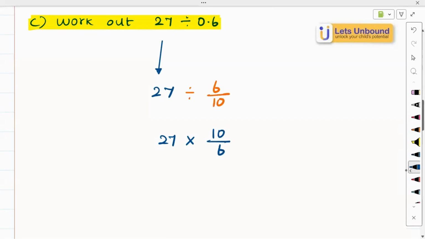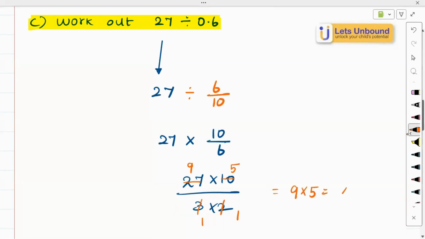So now this whole number will get multiplied with the numerator. So 27 times 10 by 6 can be simplified by cancellation instead of division. 3 times 1 is 3, 9 times 3 is 27. 2 times 1 is 2, 5 times 2 is 10. And we got 9 times 5 here, which is 45. So 27 divided by 0.6 is 45.